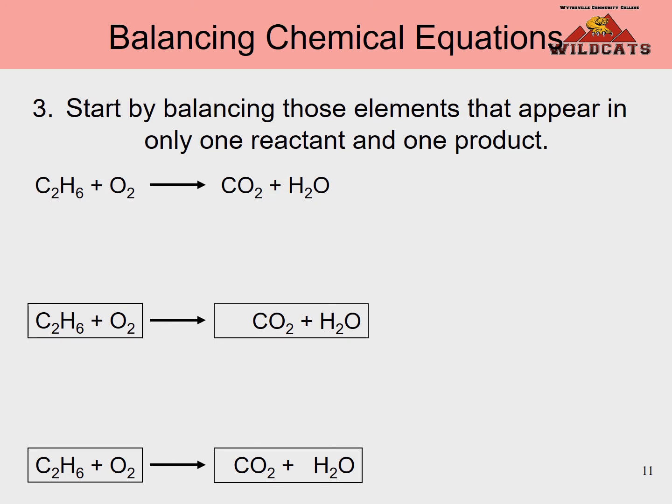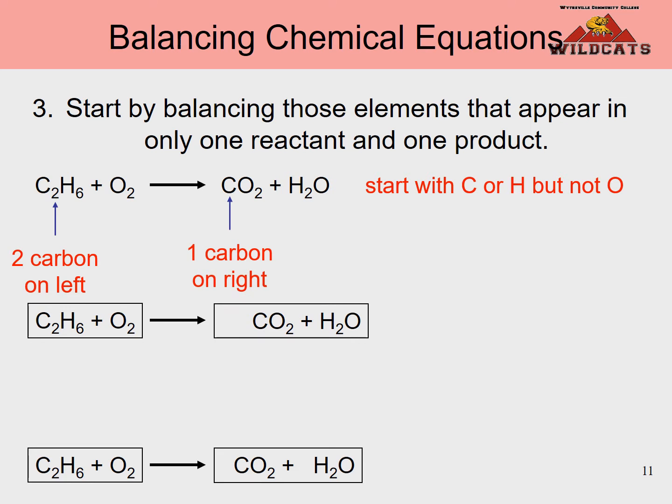So we start by balancing those elements that appear in only one reactant and one product. In this case, I'm going to start with carbon or hydrogen, but not oxygen. I'm going to pick the carbon because it's the first one that shows up, and we read from left to right. I've got 2 carbon atoms on the left, but I only have 1 carbon atom on the right. I need to get this to balance according to the law of conservation of mass, and I balance it by adding coefficients. So I'm going to multiply the CO2 by 2, and put a 2 in front of the CO2.